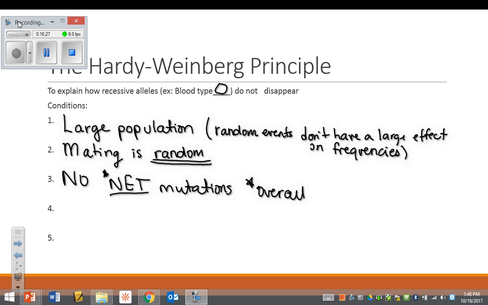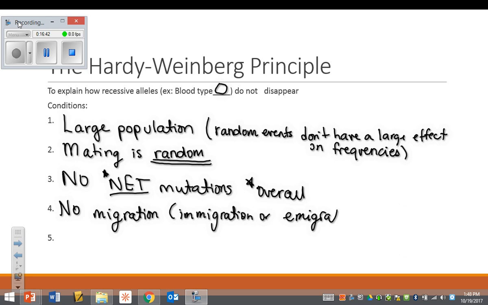Number 4, there is no migration. And by migration, we mean immigration or emigration. And it's starting to feel like social studies in here all of a sudden. So immigration means no new members enter the population. Emigration means no members who were in the population leave.